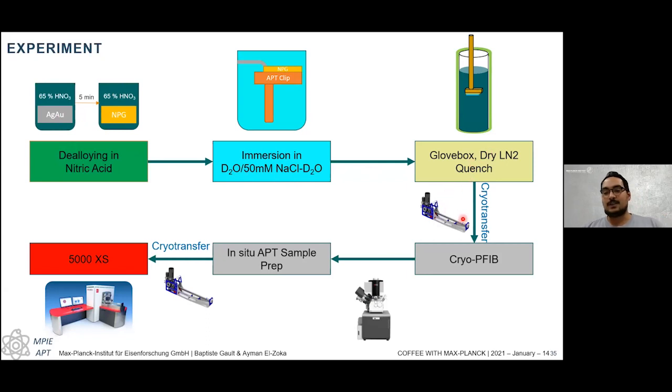Then we use the cryo-transfer suitcase to take the sample to the cryo-PFIB, where we would do the prep to make tips out of it. And I'll show in the next slide how. And then we take it to the 5000 XS atom probe tomography machine, where we can analyze those tips.